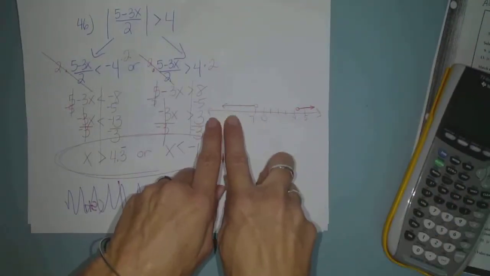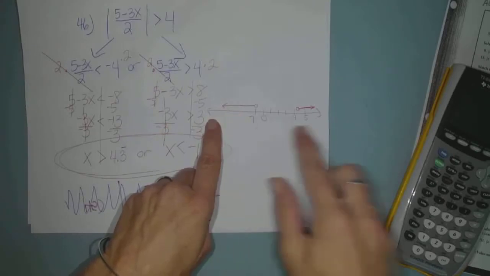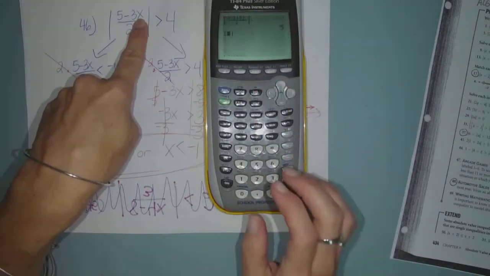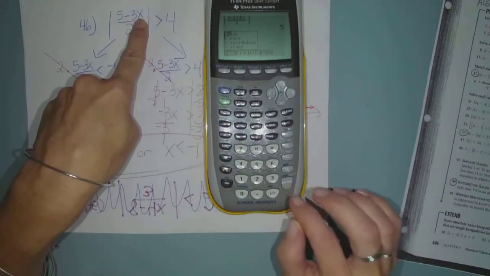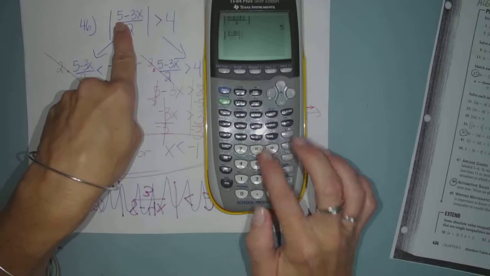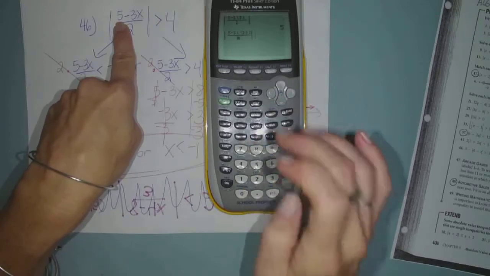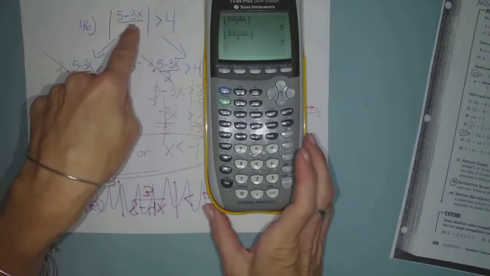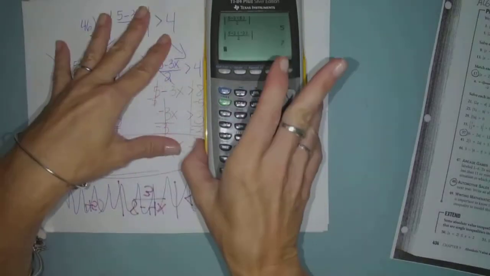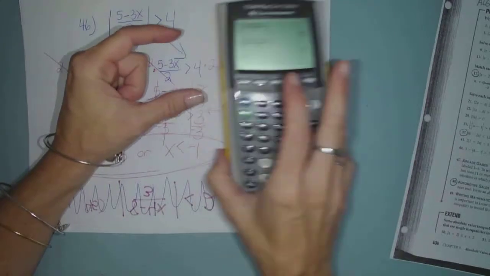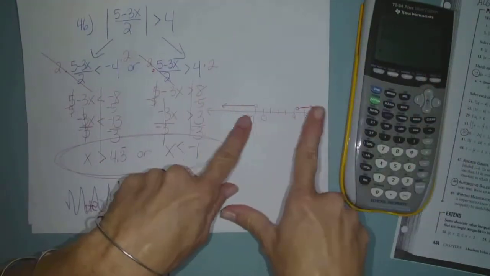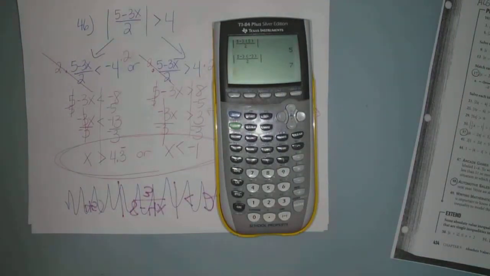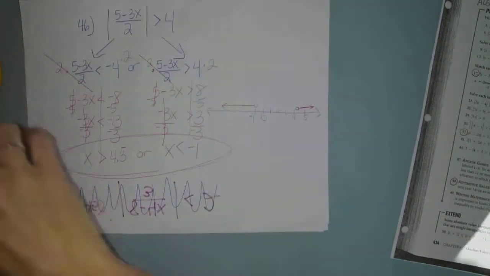Now let's choose something over here as another x value. Maybe I choose -3. -3 would be back here. So let me substitute -3. So math, num, apps, fraction. 5 minus 3 times -3 over 2 is 7, and 7 is greater than 4. So I tested a solution in each one of the shaded regions on my number line, and they both came up with a true statement, so I think that's a really good sign.